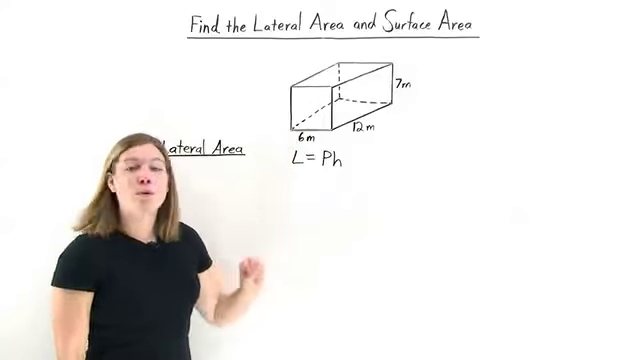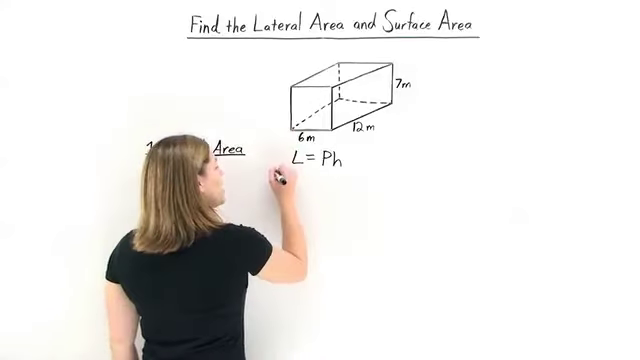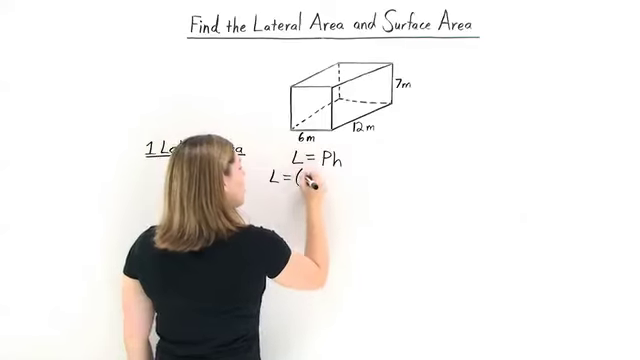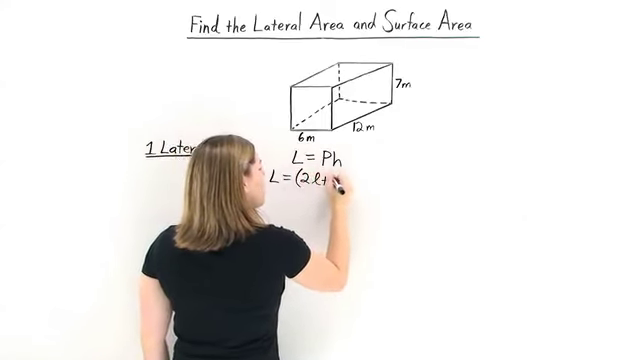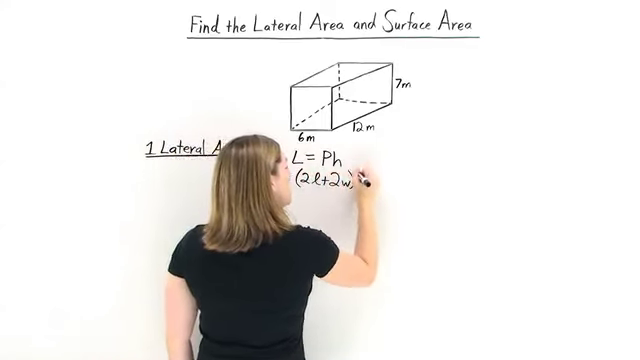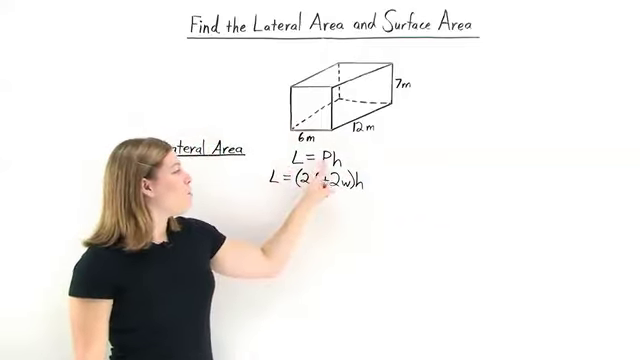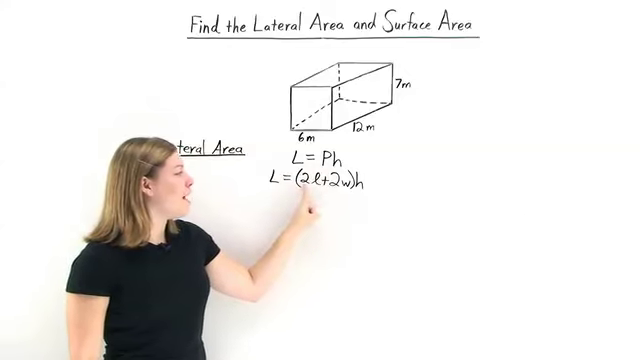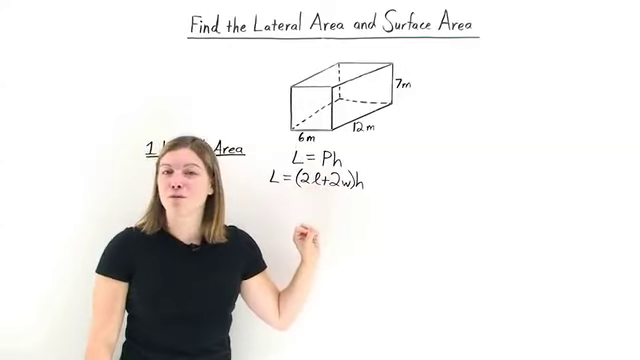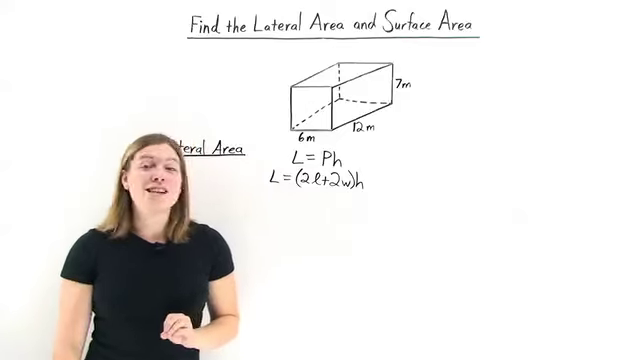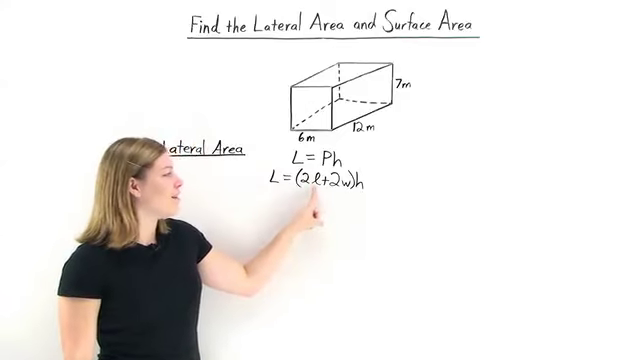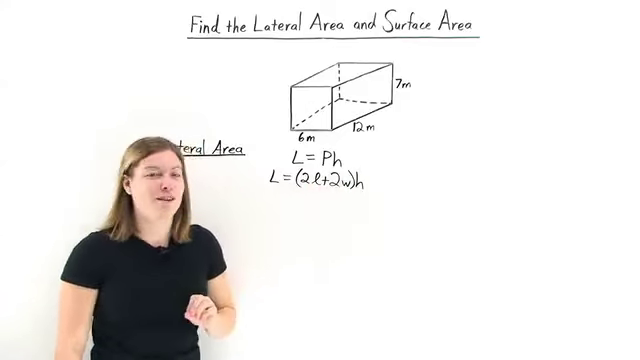Now, to find the perimeter of a rectangle, we need to take 2 times the length plus 2 times the width. So we can put that formula in for P, the perimeter. So the perimeter of our base is the same as 2 times the length plus 2 times the width. Now we need to look back at our prism and identify the length, width, and height of the prism.